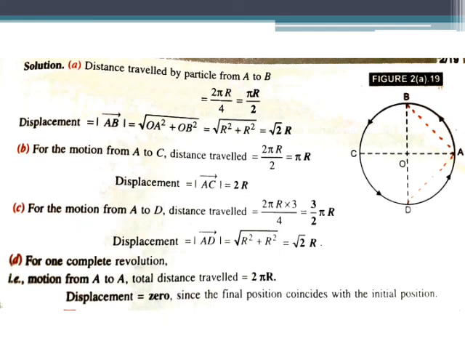If you didn't know how to solve the question, you can see it from here and try to understand, as we had to find the distance and displacement traveled.